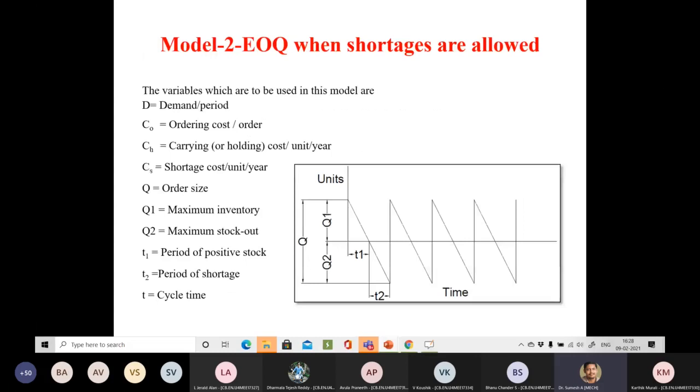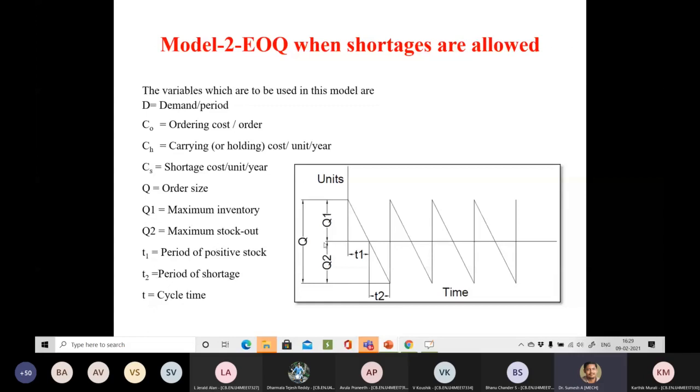In the table here, Q, Q1 and Q2 are shown. Q is your order size, Q1 is the maximum inventory, Q2 is the maximum stock out. Maximum stock out here is taken relative to the average inventory. Below the average inventory it is Q2, above the average inventory it is taken as Q1.